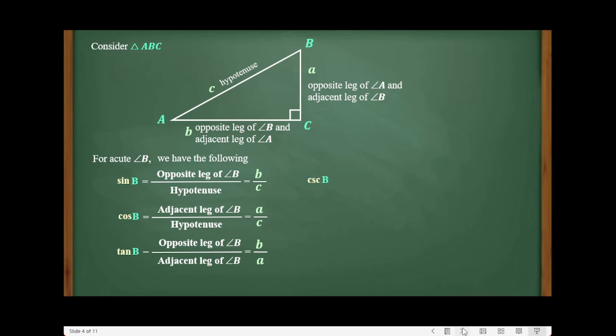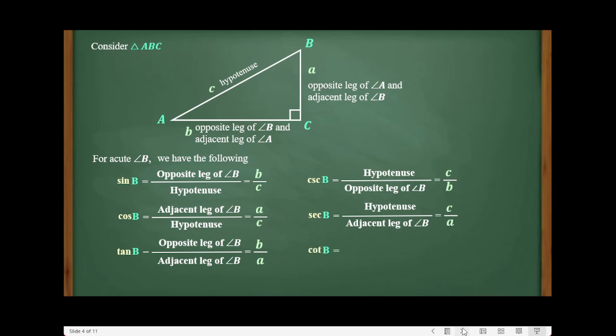Now for the cosecant of B, that is actually the reciprocal of sine of B, which is hypotenuse over the opposite leg, and that is C over B. Secant of B is the reciprocal of cosine B, so that is hypotenuse over adjacent leg, C over A. And finally, the cotangent of B is the reciprocal of tangent of B, which is adjacent leg over the opposite leg, and that is A over B. Okay?